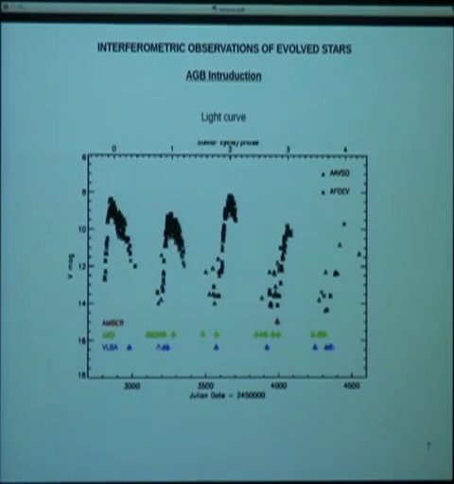Here you can see a typical light curve for an AGB star, V magnitude versus time, and you can see how the brightness changes quite significantly. Therefore, AGB stars are also quite popular with amateur astronomers, because the brightness changes so much. And you can see the cycle. For this particular star, the period of the cycle is a little over 1 year, 380 days or something like that.